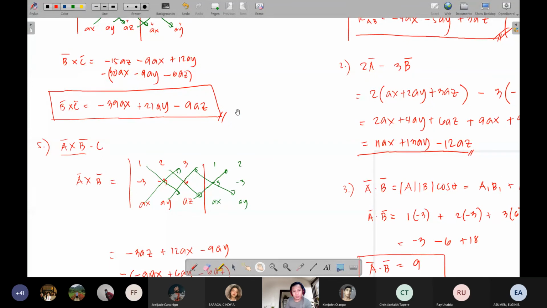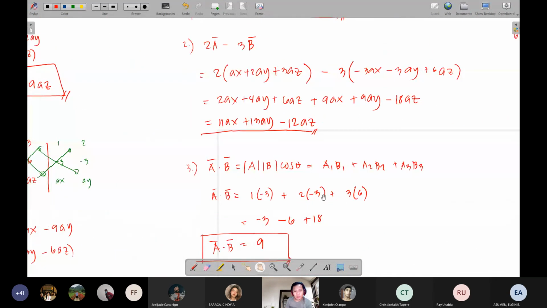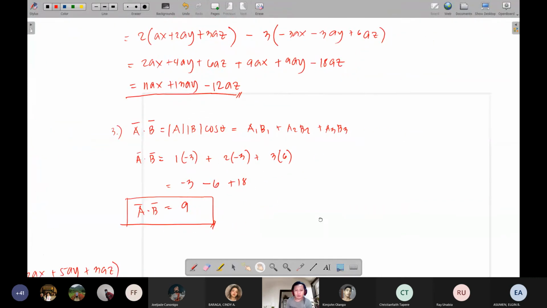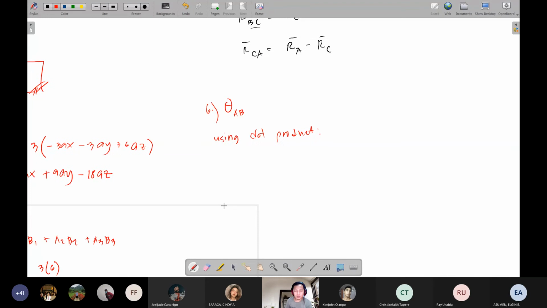Okay? So, it's very hard to use the cross product kay involve siya ng direction. Okay? So, much better ari na lang ta sa dot product kay puro ra magnitude. Okay? So, using dot product. Okay? So, again, ang pinakasayon mo itong gamiton.